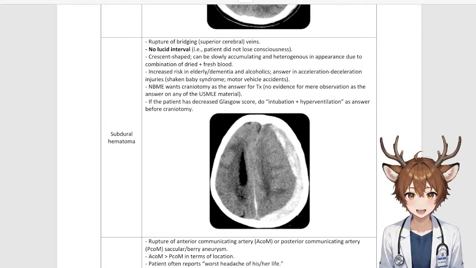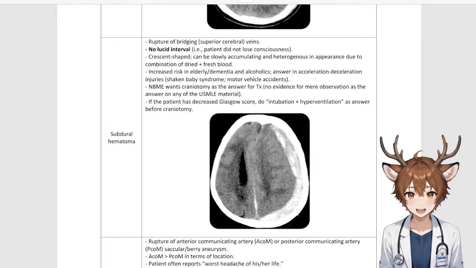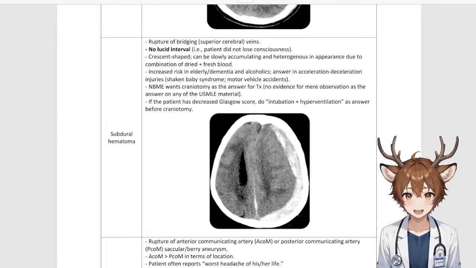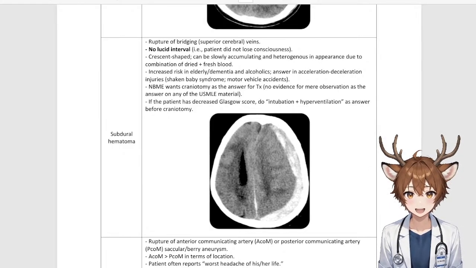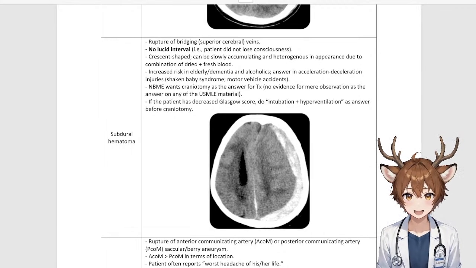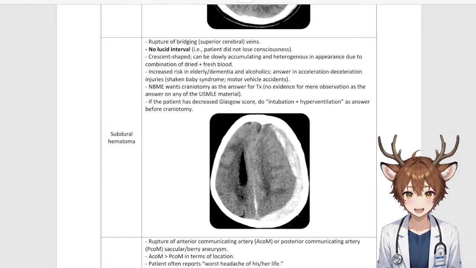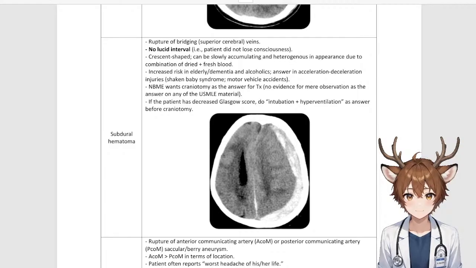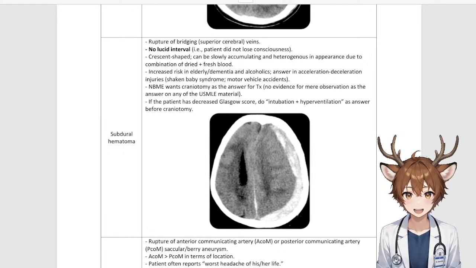What about subdural hematoma? And we can see that right there. It looks like a crescent shape. So subdural hematoma, rupture of the bridging superior cerebral veins. No lucid interval, i.e. patient did not lose consciousness. Crescent shaped, can be slowly accumulating and heterogeneous in appearance due to the combination of dried plus fresh blood. Increased risk in elderly/dementia and alcoholics. Answer in acceleration-deceleration injuries, shaken baby syndrome, motor vehicle accidents.